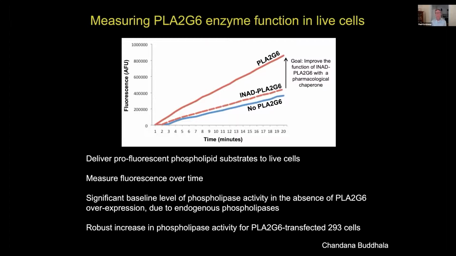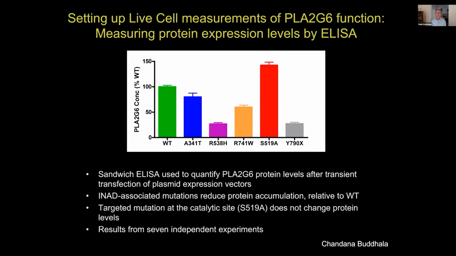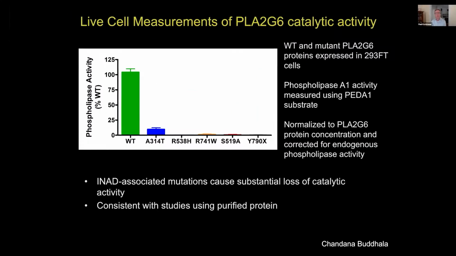But in fact, we can see a measurable increase when we transfect and overexpress the PLA2G6 protein. And we also correlate that with ELISAs to measure how much protein we are producing, to normalize activity according to the level of protein production, which is variable with transient transfection and may be affected by the mutations as well. We can get live cell measurements that look a lot like what we see with purified protein, suggesting that measuring in cells can reflect what we see in vitro, and that's encouraging for both assays.